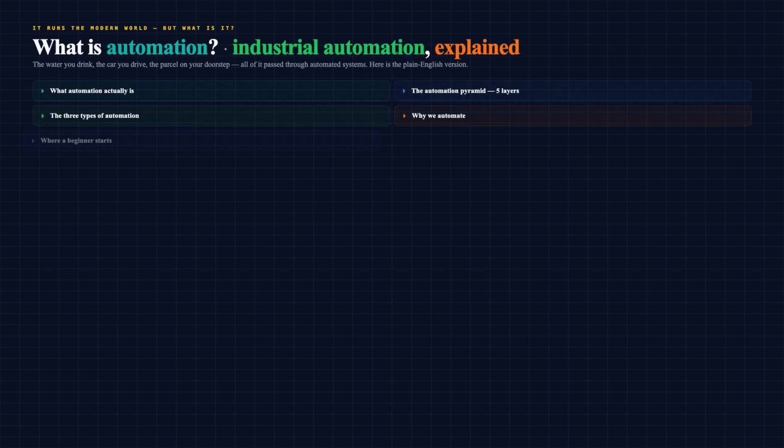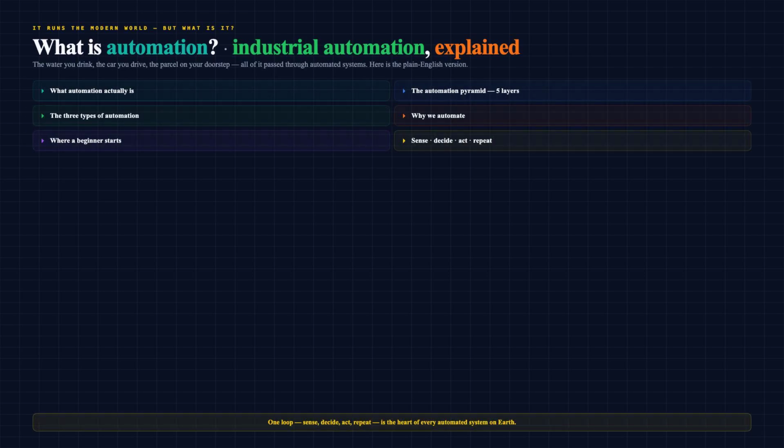Automation runs the modern world, and almost nobody can explain what it actually is. The clean water from your tap, the car on the road, the parcel that lands on your doorstep overnight. Every one of those passed through automated systems built and tuned by engineers. We say the word constantly. Factory automation, home automation, industrial automation. But what is automation really?